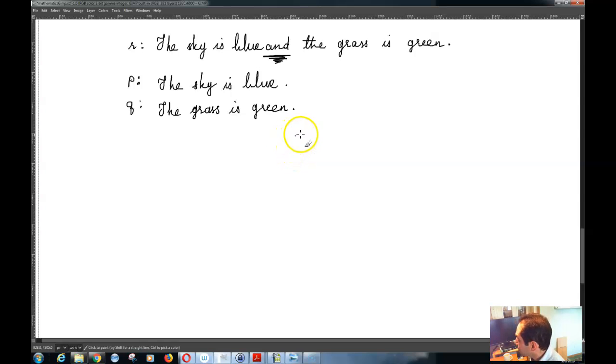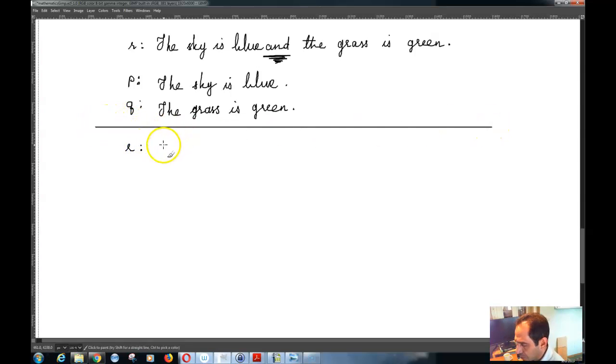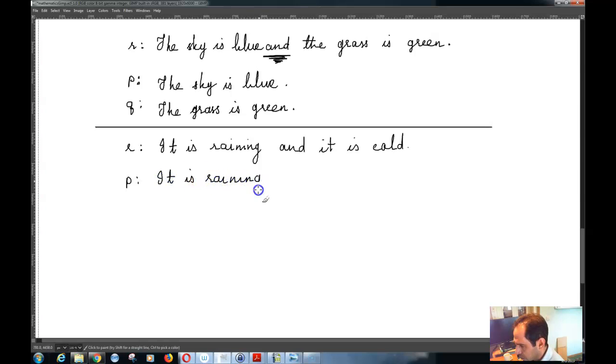Number 2: it is raining and it is cold. Let's say that your R is it is raining and it is cold. So then your P would be it is raining, and your Q would be it is cold. So the component statements are these two, P and Q. They are connected with an and.